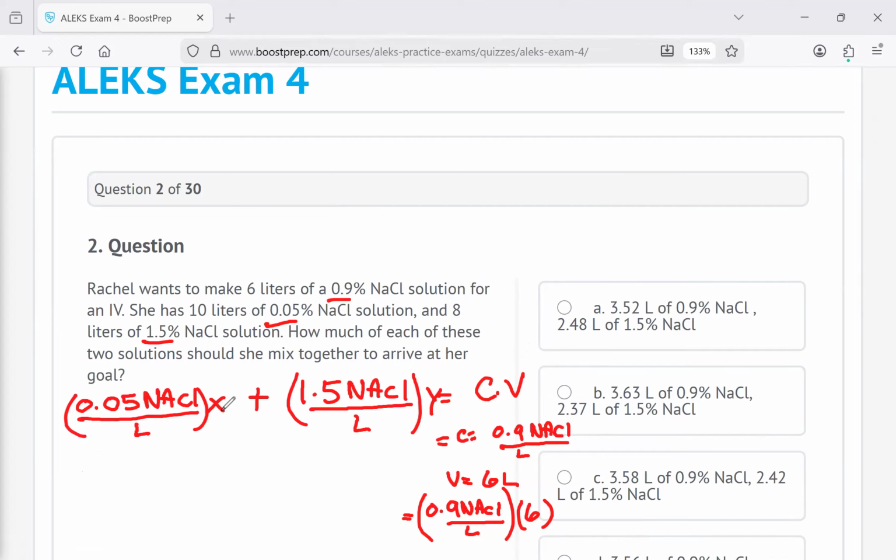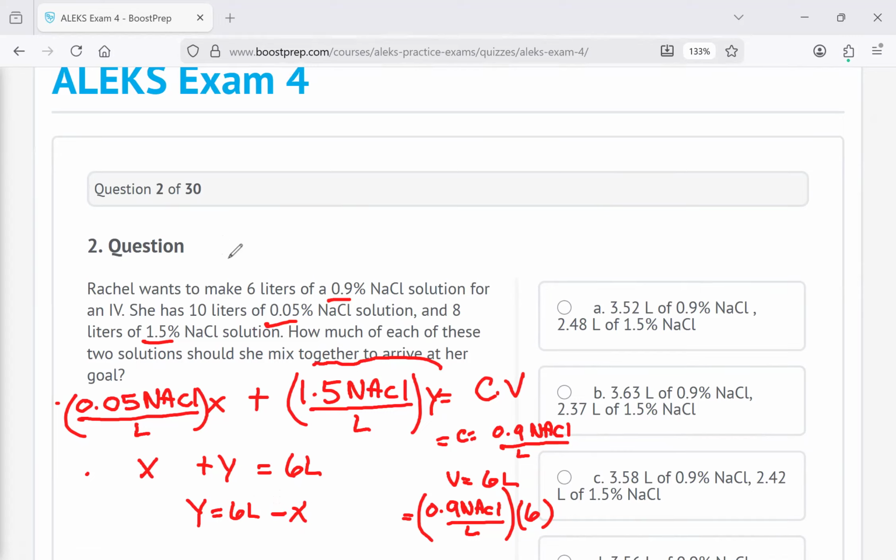So yeah, this is my first system equation. My second system equation is x plus y equals 6L. So here's my first, here's my second, and then I'm going to solve for y on the second one. So I'm going to get y equals 6L minus x. And then what I'm going to do is substitute this y value into this right here.